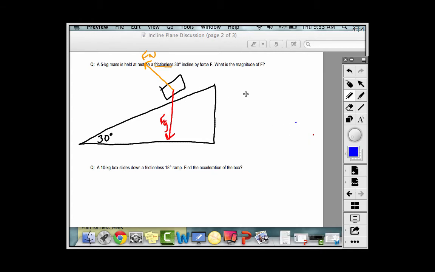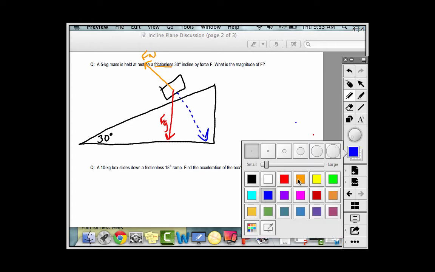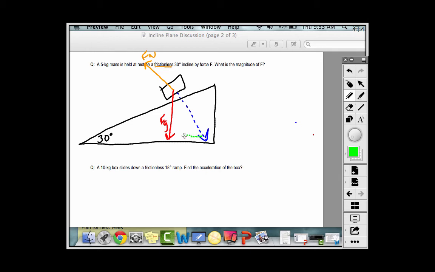Well, I'm going to tell you what I think is a pretty sweet trick. I'm going to take my normal force line and extend it straight down. This blue dashed line is one component of the force of gravity. Then once I've drawn that component, I'm going to draw another dashed line that goes left.